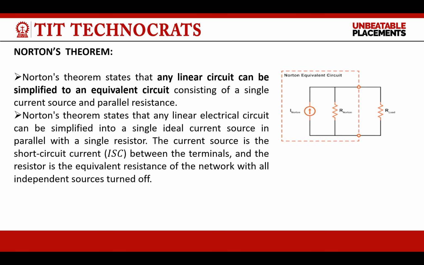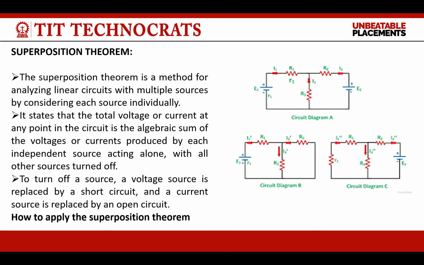And second, Norton's theorem. Norton's theorem states that any linear circuit can be simplified to an equivalent circuit consisting of a single current source and parallel resistance, that is Thevenin's impedance. Norton's theorem states that any linear electrical circuit can be simplified into a single ideal current source in parallel with a single resistor. You can see in the figure here Norton's current with Norton's impedance are shown.